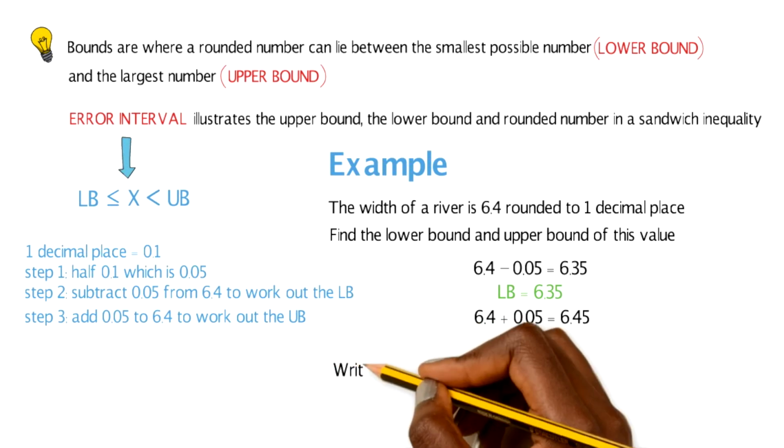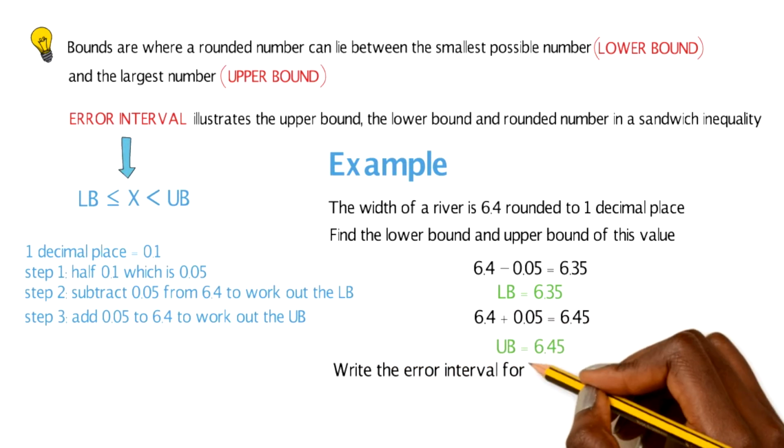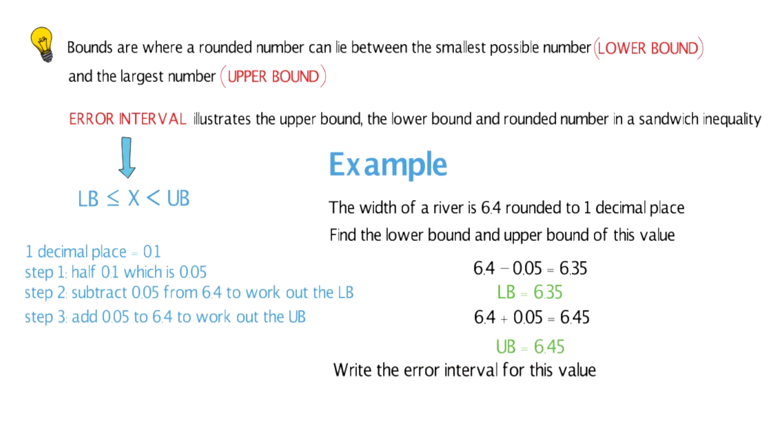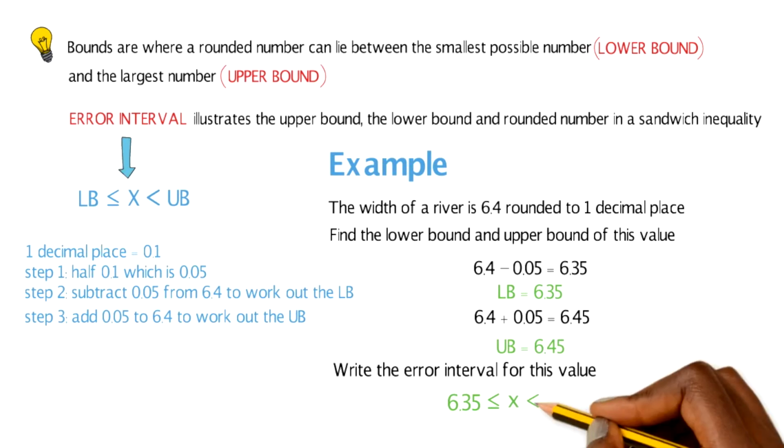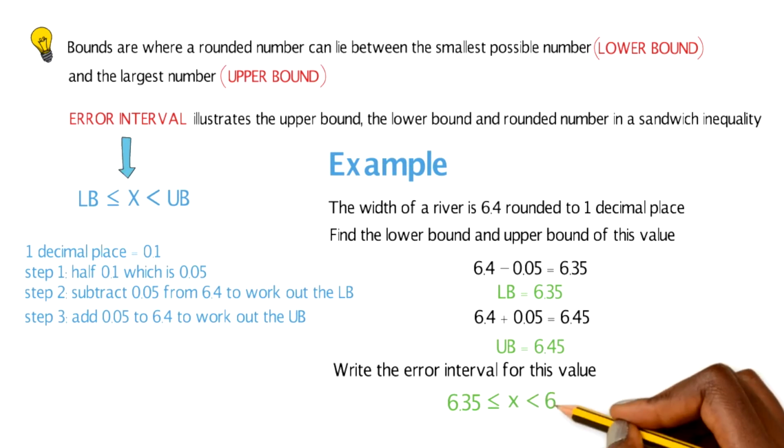And that's basically that. So if we were to write the error interval for this value, you would write the lower bound 6.35, your less than or equal to sign, then you would write x, so always x in the middle, then you would write your less than and your 6.45.